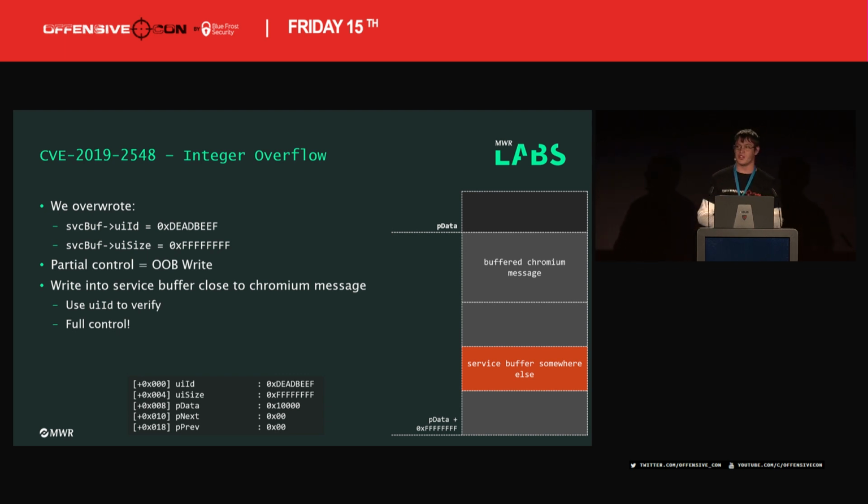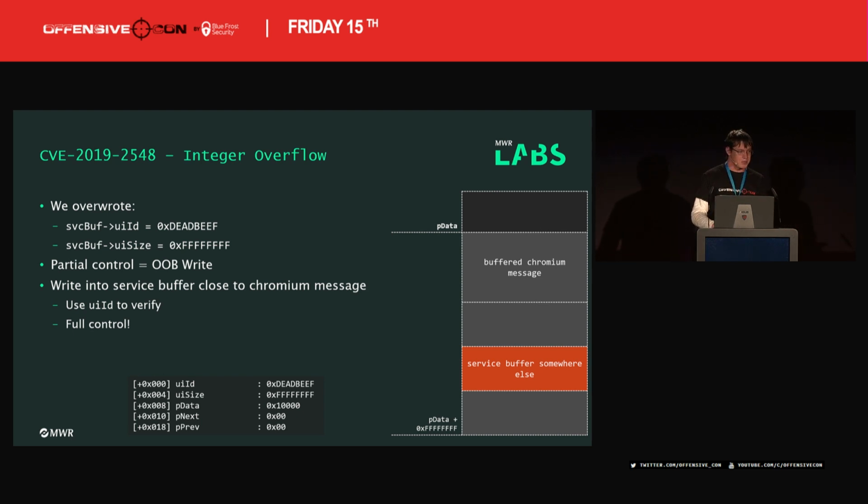And we've made UI size be the largest that it can be, and that basically means that the service buffer within our new buffered Chromium message range, we can write into it. So what we can do is carefully write into various offsets that we've calculated that would typically be the place where a UID would be. We can keep on doing that, maybe just write something like beef dead, and keep on checking. So we can do a write, and we can check if that buffer exists.